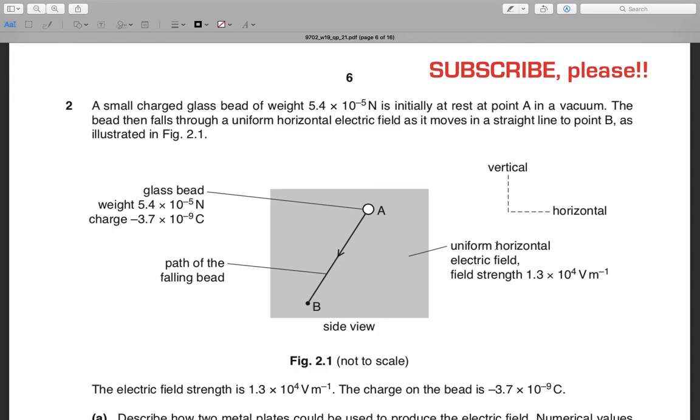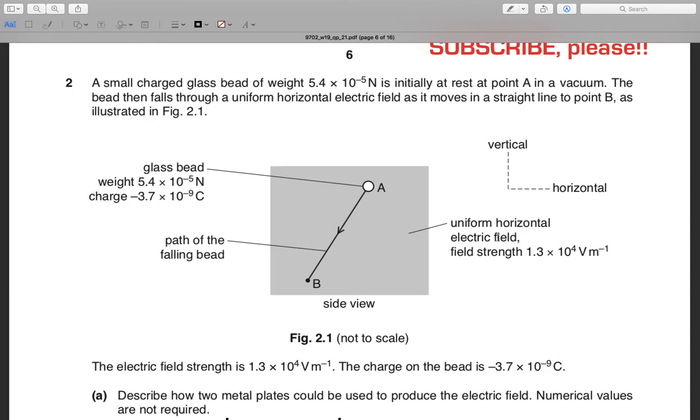And here the uniform horizontal electric field strength is 1.3 times 10 power 4 volt per meter. So the electric field was 1.3 times 10 power 4 V m^-1. The charge on the bead is minus 3.7 times 10 power minus 9 coulomb. So we have several questions.